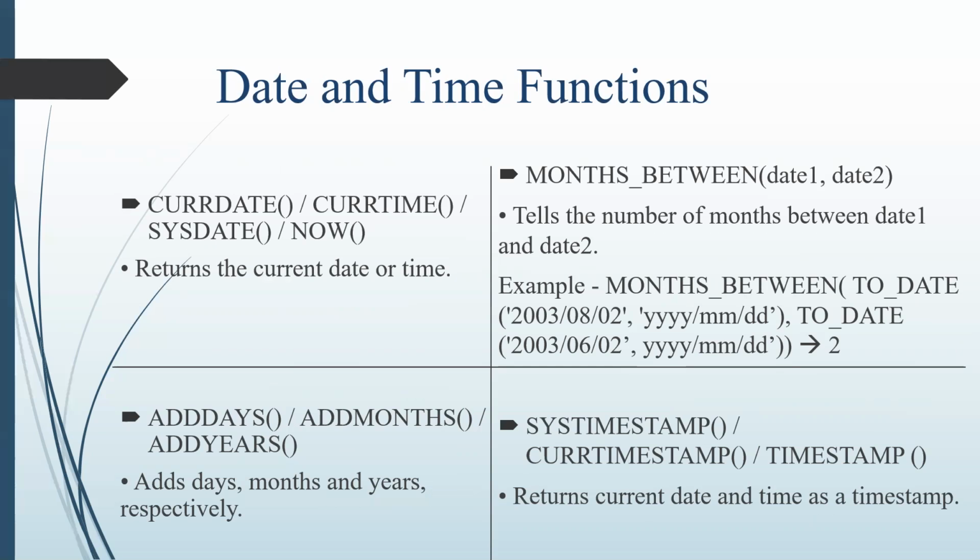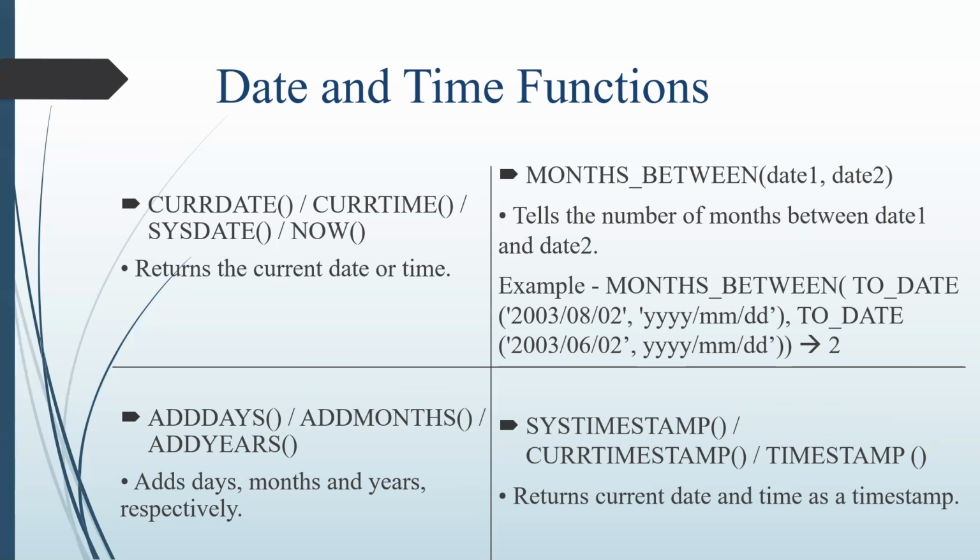Next category is date and time functions. In this category, the first one is current date or current time or sysdate or now. They all are the same. They all basically return the current date or time. Next is add days or add months or add years. If you want to add some future days, months or years, or subtract some days, months or years by passing a negative value, you can use these functions.